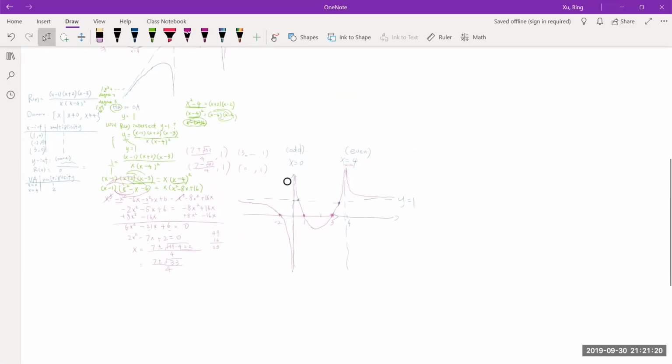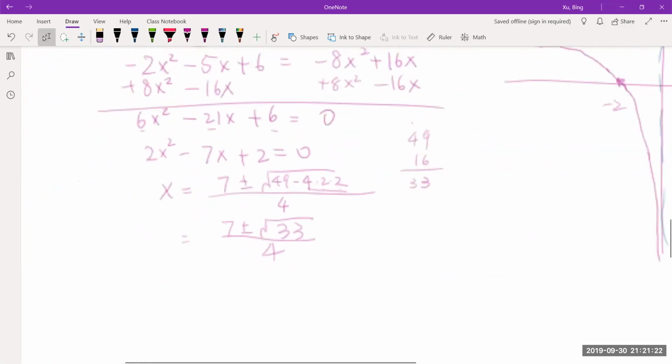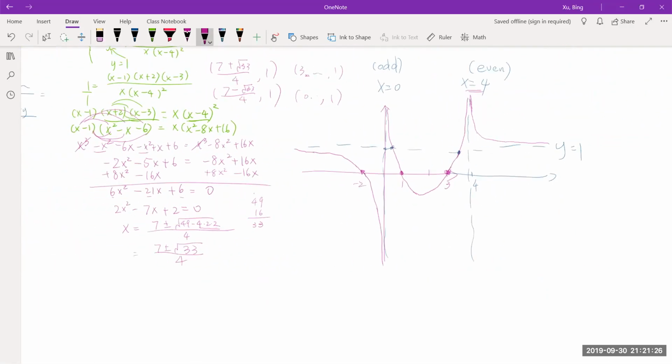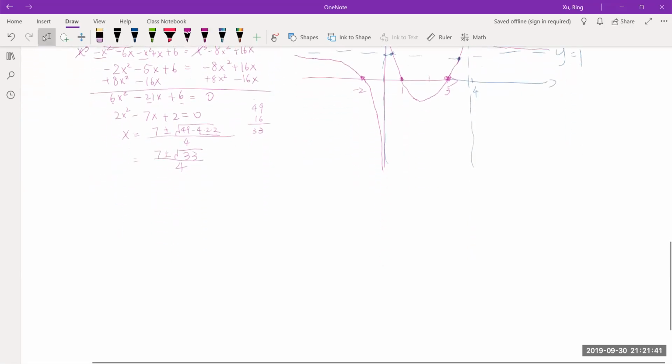The reason I put this problem there is because I want to show that when the multiplicity of your vertical asymptote is even, both sides will go in the same direction. If one side is going up, the other side is also going up. Okay, one more problem.